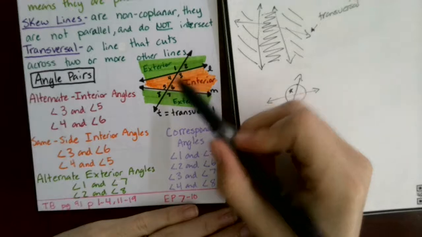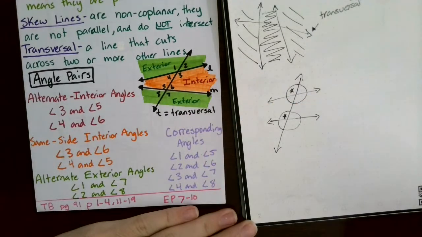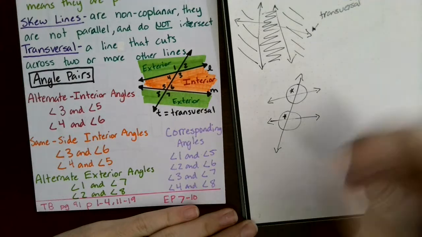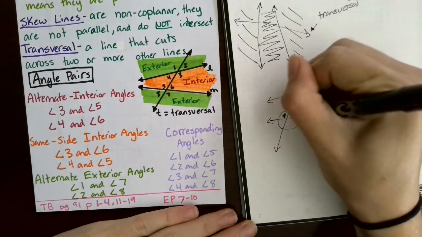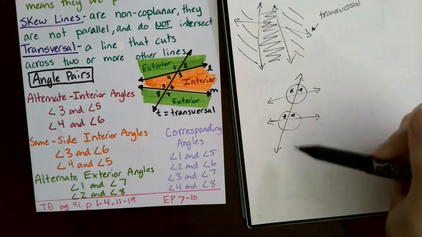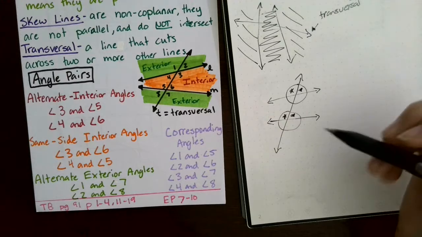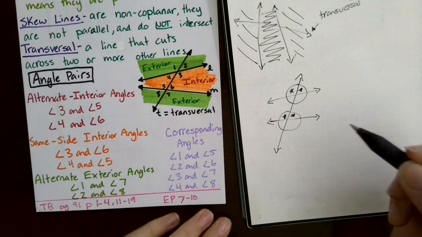So that's how we get 1 and 5. Those are both in the top left of their groupings. The same thing, if I pick the top right, it goes with the top right. Okay, that's corresponding. They go together. Okay, that's an important thing to think about.